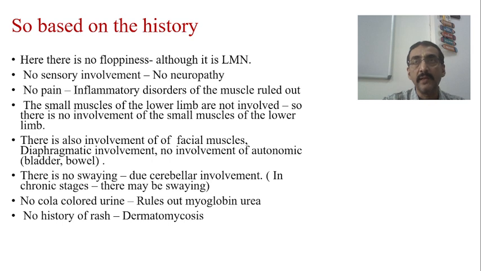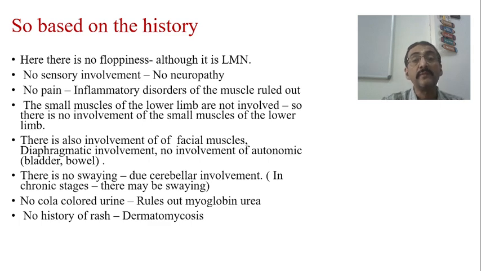So that's all for today. In the next class, again, we will discuss one more important fact related to this particular case. When we are dealing with muscular dystrophy, what is that point? There is no floppiness. So here there is no floppiness, although it is a lower motor neuron lesion. There is no sensory involvement, so there is no neuropathy. There is no pain, so there is no inflammatory disorder of the muscle, like myositis, etc. All these things are ruled out.